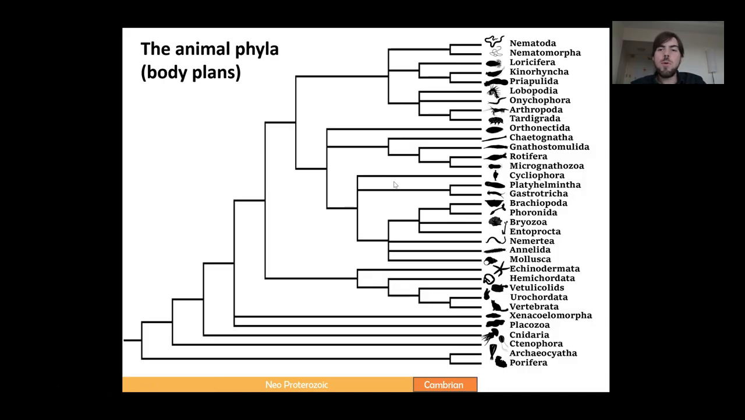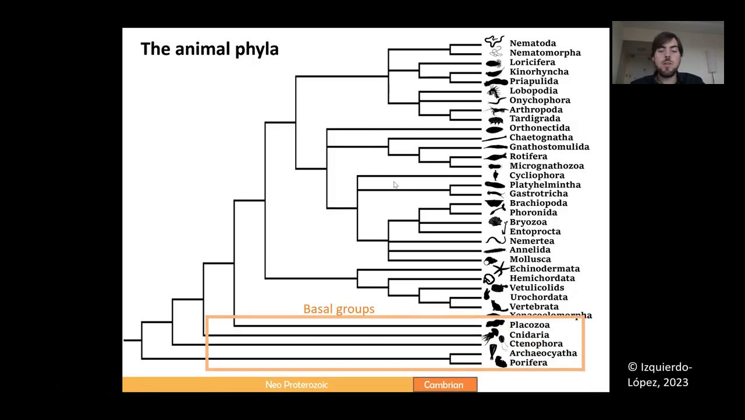So I will go through every single part of this tree and talk about it. The first part will be the basal groups. Evolution of the animals starts here, and those are the earliest branching groups of animals. We can consider them some of the most, let's call them, primitive, but of course they have been evolving the same time as other groups. It's just that they have retained many of the characteristics that were probably present in the common ancestor.